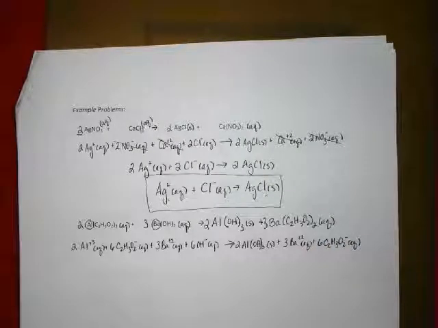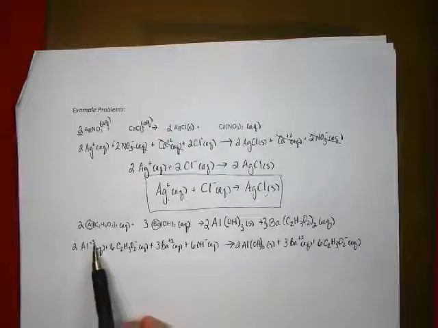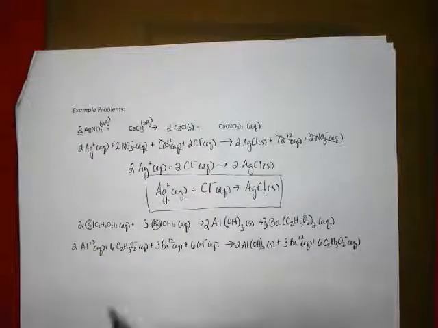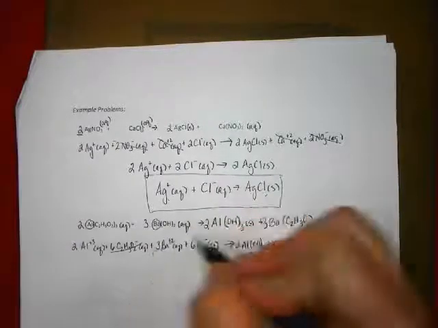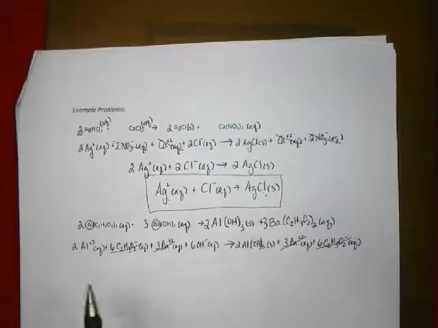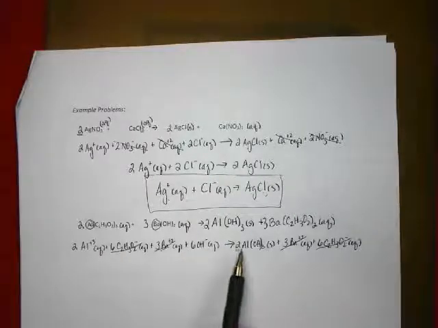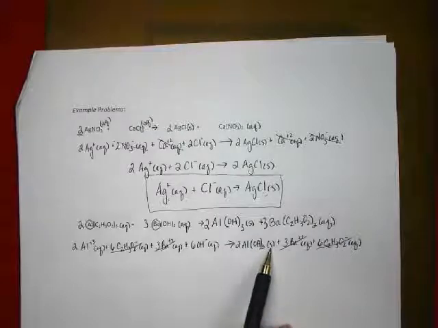Now if we look at this problem, we can now cross out spectator ions. So if we look, aluminum +3 does not cross out. 6 acetate, 6 acetate, those cross out. Bariums also cross out. If we look, we have 2Al+3 (aq), 6OH− (aq), and 2Al(OH)3 solids.